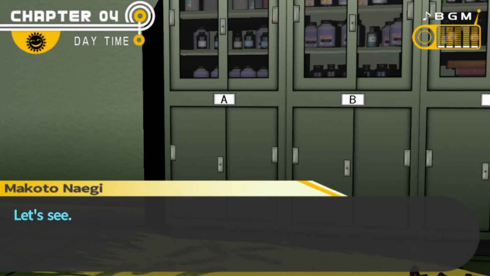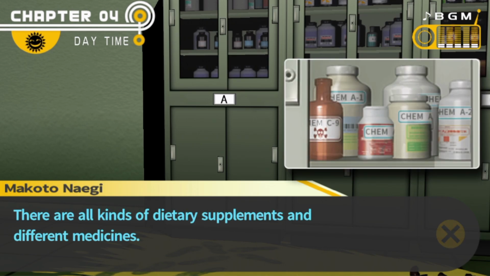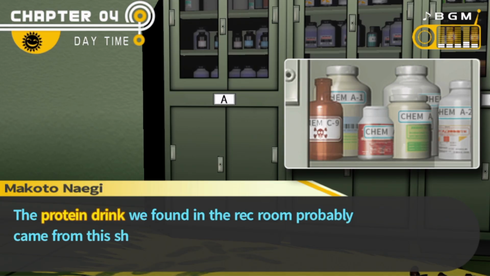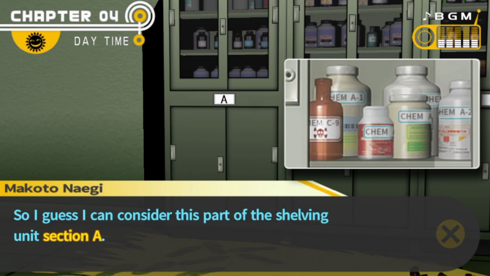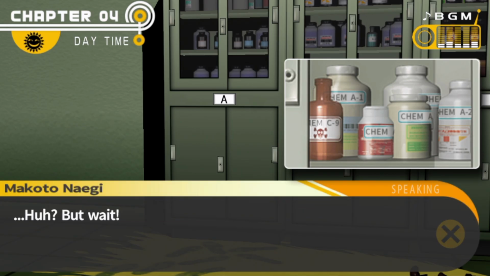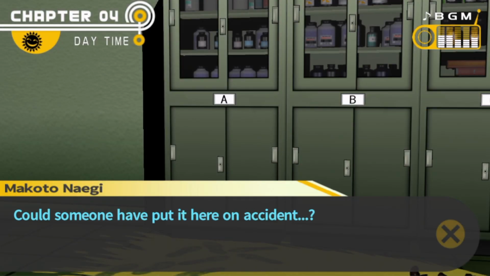Let's look at the left shelf. Let's see what's on this shelf. There are all kinds of dietary supplements and different medicines. The protein drink we found in the rec room probably came from this shelf. All the containers on this shelf are labeled with the letter A and a chem number, except for that one that says C9. So I guess I can consider this part of the shelving unit section A. Huh? But wait. There's one bottle here that's labeled Chem C9. Could someone have put it here on accident?